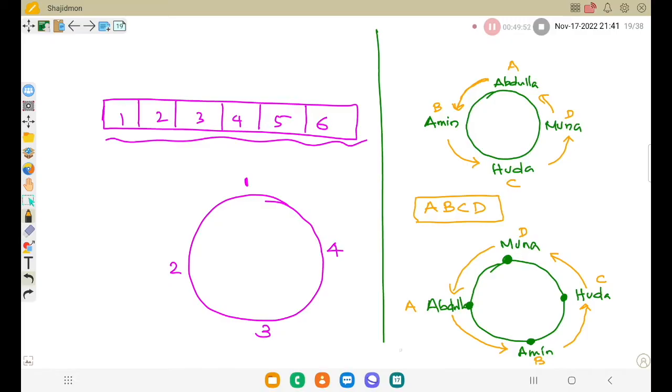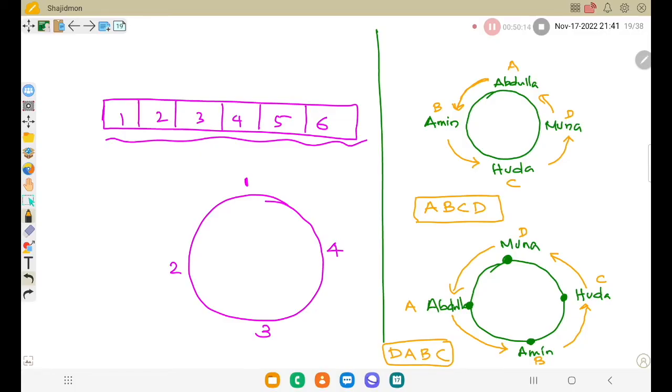For example, what is the permutation here? You can start from D. So D, A, B, C. So this is a permutation, correct? D, A, B, C is the same as A, B, C, D. These two permutations we are calling identical permutations.